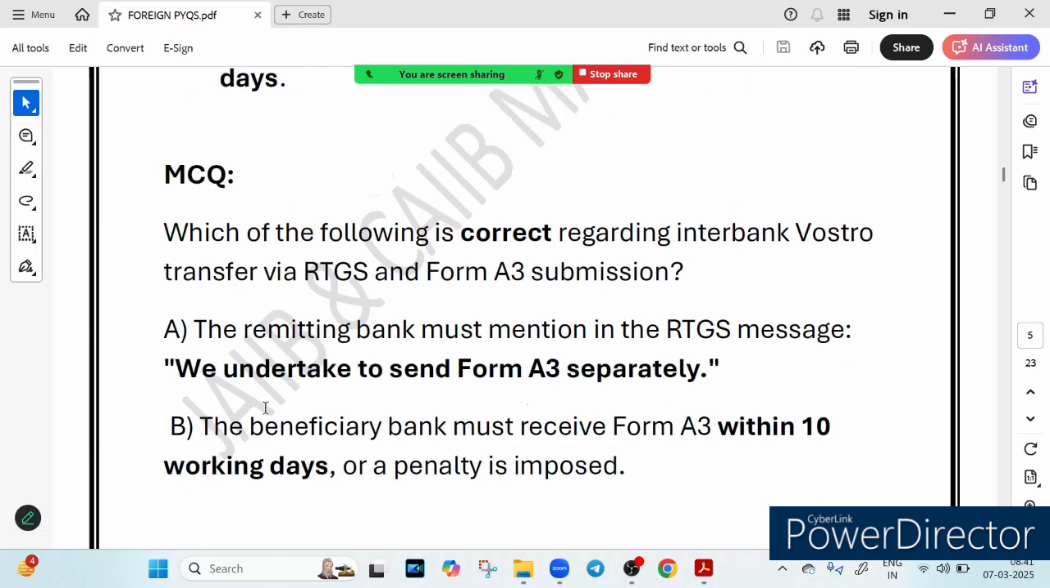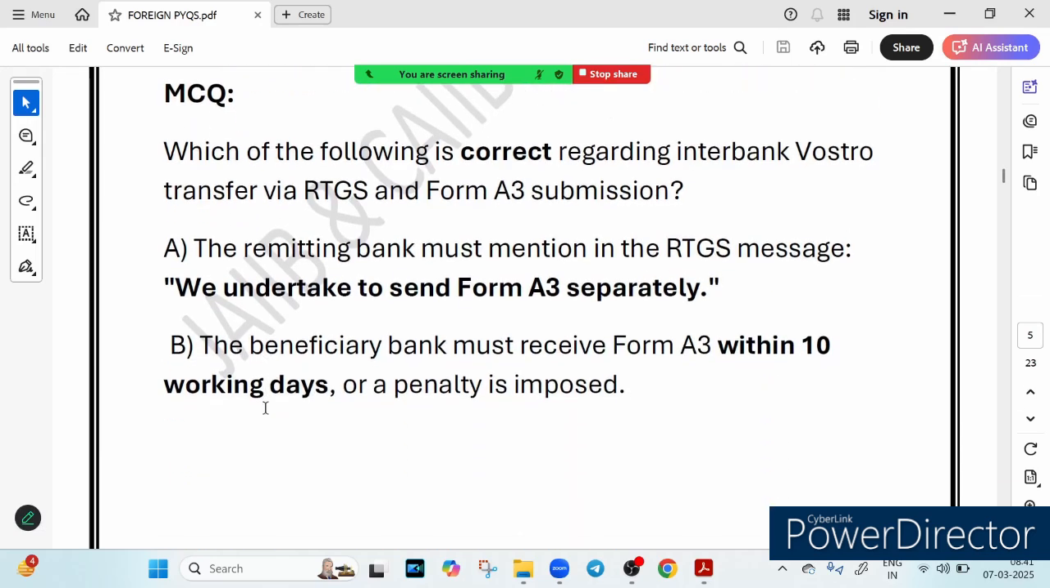Now let's switch our focus to our next question. The next question you can see on your screen. It says that, so friends, this question is about interbank Vostro transfer via RTGS and the submission of Form A3. Which of the following statements is correct regarding interbank Vostro transfer via RTGS and Form A3 submission?